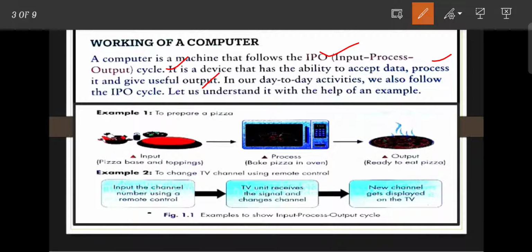So that means input means we give instruction to the computer in the form of data. This is called input. Then the computer will process the data. This is called process. And last, the computer will generate a result. This is called output. So this entire cycle is called input, process and output cycle, and the computer follows the IPO cycle.